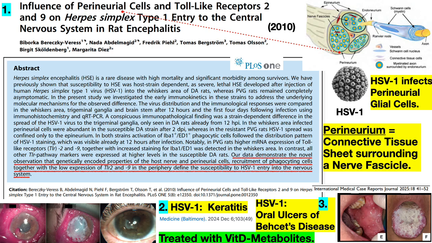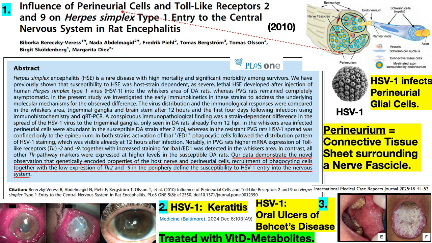Now, before proceeding with the rest of this particular YouTube, I would like to introduce this paper from 2010. I believe it is very important. It's one of the few papers on PubMed that illustrates that herpes simplex virus 1 can infect other cells in a nerve that are not neurons, glial cells.